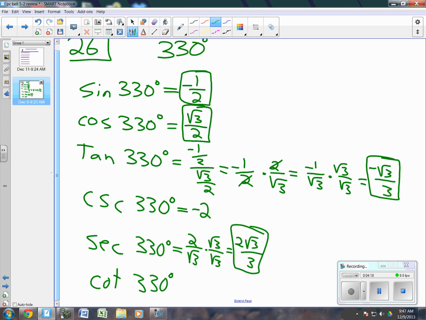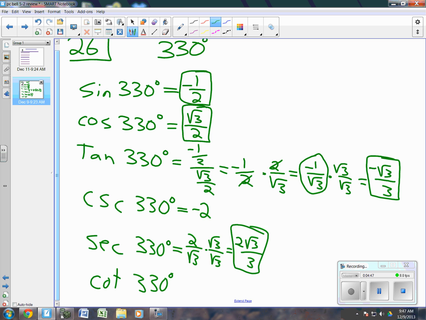Okay, the cotangent of 330 degrees. You guys, I want you to see a quick trick. Everybody look up here. The cotangent is going to be the reciprocal of this, right? Do you remember this part right here? That was originally what we got for the tangent, right? And then we had to rationalize it to get this. Well, if we flip that one over, I'll have the cotangent, right?